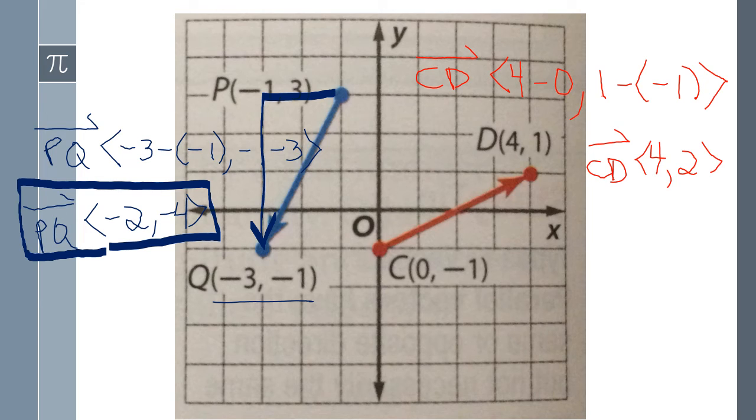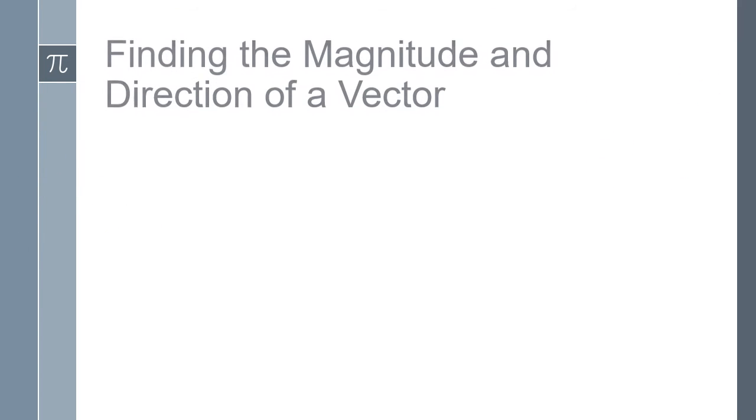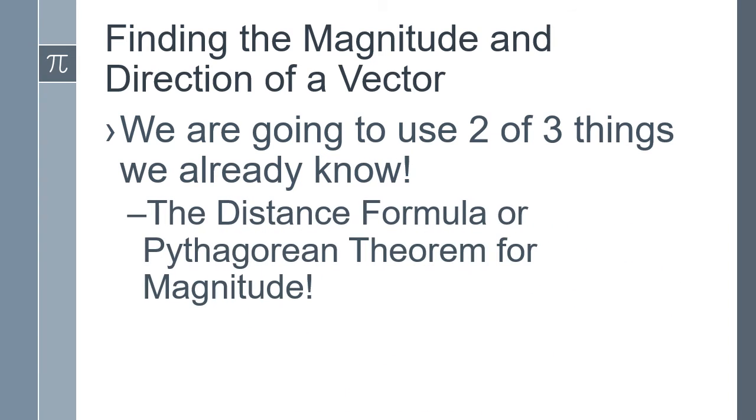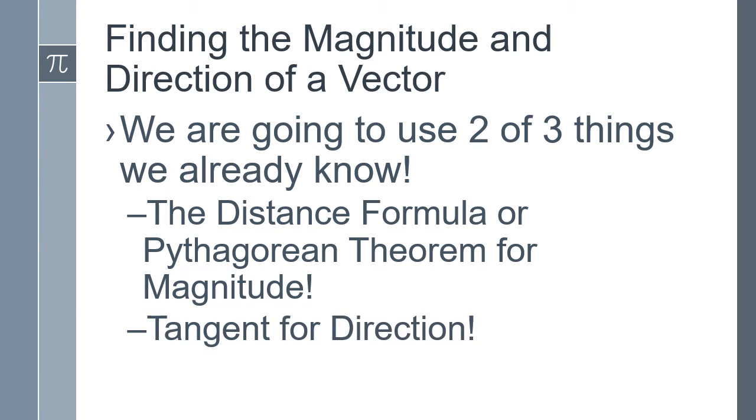So if you look again, this went 4 to the right, up 2. So the first number is horizontal, the second number is vertical. We're going to be using two of three things we already know: the distance formula, or the Pythagorean theorem for magnitude, and the tangent for direction.